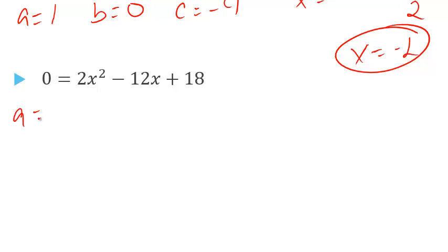And then next we have 0 equals 2x squared minus 12x plus 18. So a would equal 2, b would equal negative 12, c would equal 18. So plug them in.